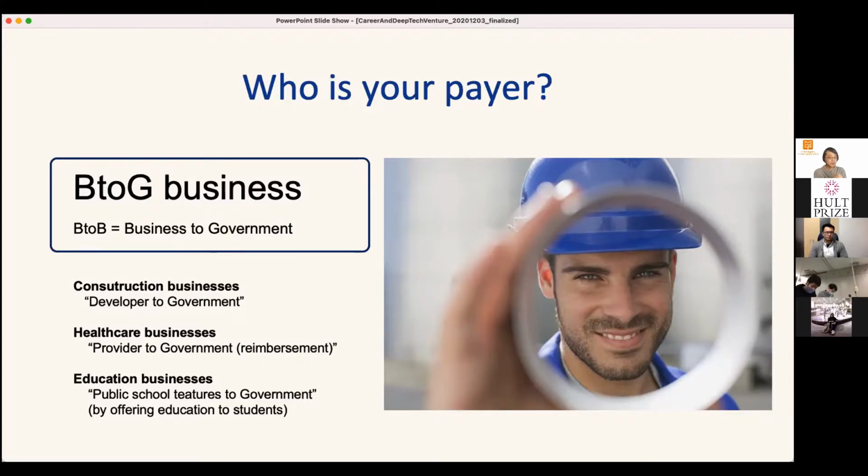a service to patients. And in Japan, only 20 or 30% of the money comes from the patients out of pocket. And the remaining 60 to 70% of the money comes from the government. And this is the insurance. And in Japan, the health insurance is owned by the Japanese government. And the money paid back from the government is called a reimbursement. So this type of reimbursement business is kind of B2G business.